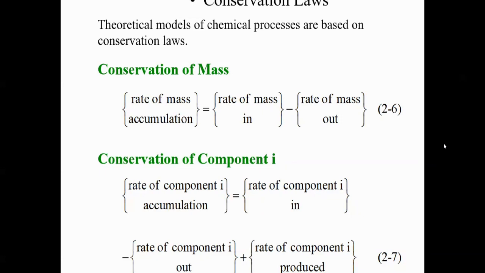We can also have conservations in the I, J, K directions or X, Y, Z directions. I represents the unit vector in the X direction. You're talking about the rate of component I accumulation being equal to the rate of component I in minus the rate of component I out plus the rate of component I produced. Okay? So to that extent.